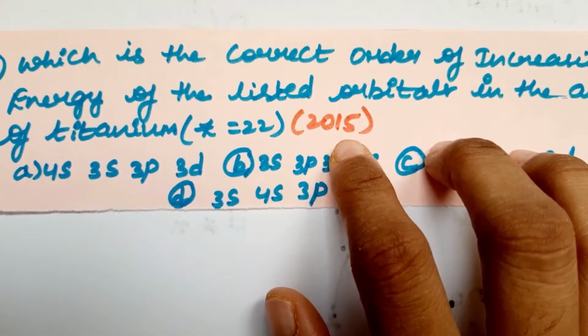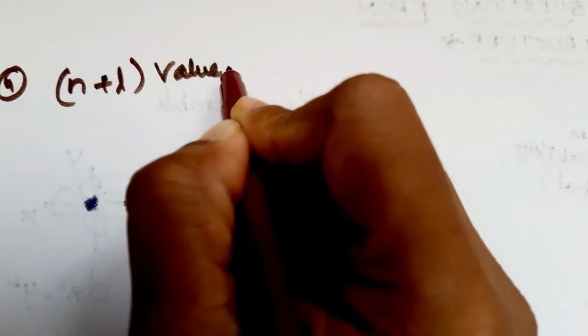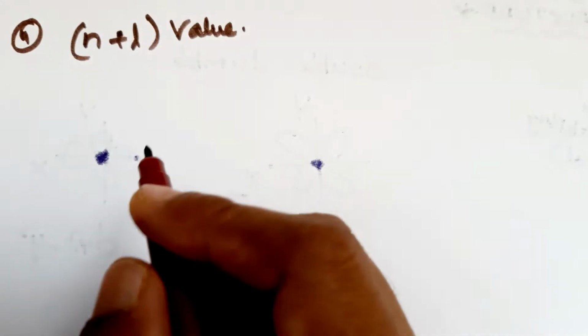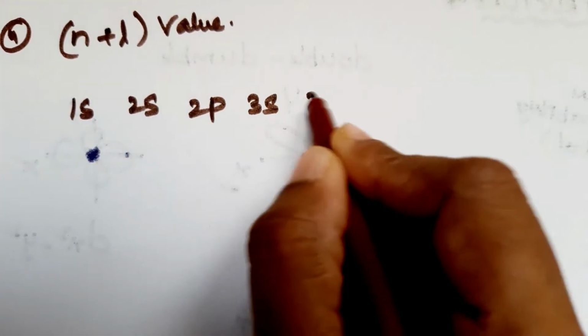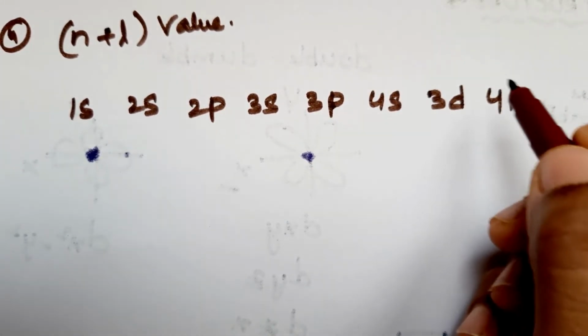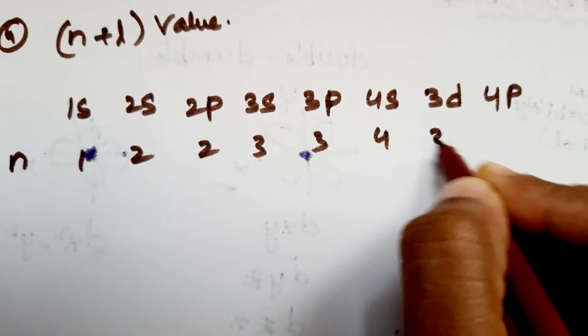See, students, we know that electrons are always filled in the orbital with the lowest n plus l value. For example, I am writing like this. Already discussed: 1s, 2s, 2p, 3s, 3p, 4s, 3d, 4p. Write the n value for these: 1, 2, 2, 3, 3, 4, 3, 4.